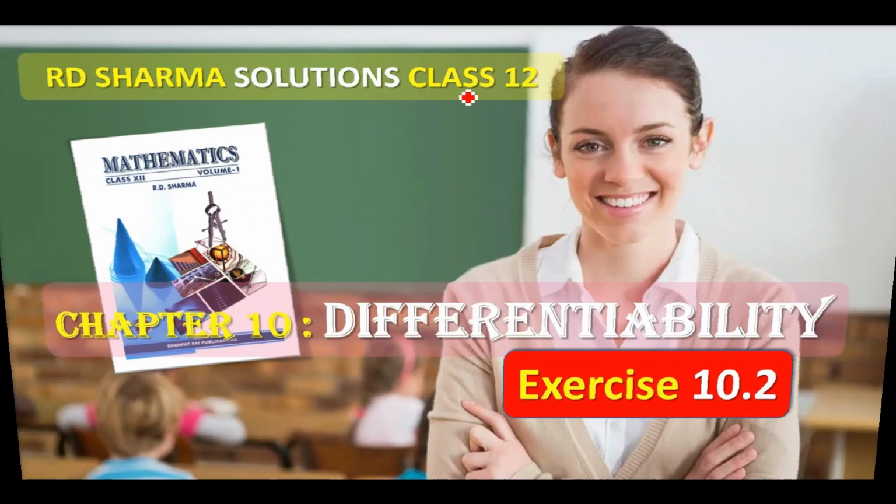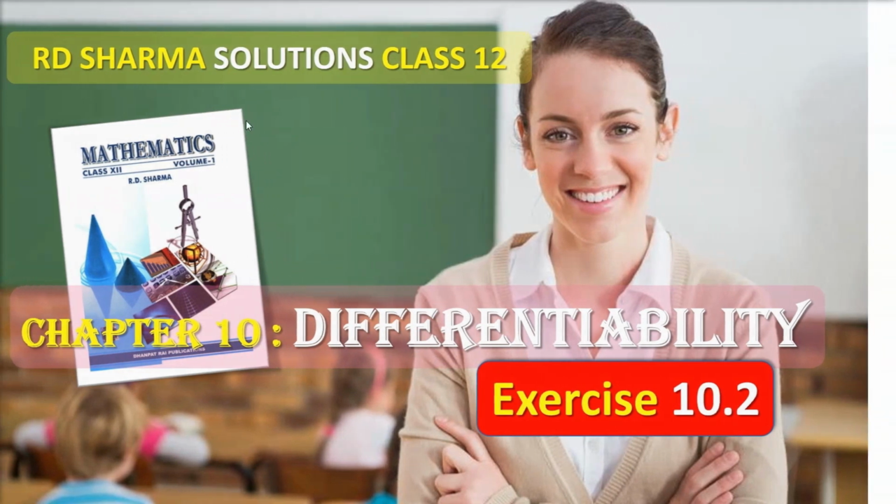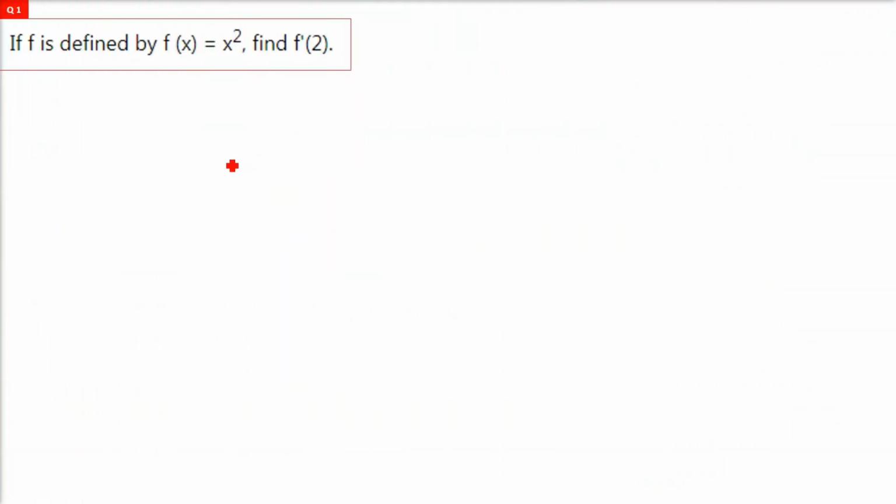This is R.D. Sharma solution, class 12, chapter 10, differentiability. Exercise 10.2. If f is defined by f(x) = x square, find f dash 2.